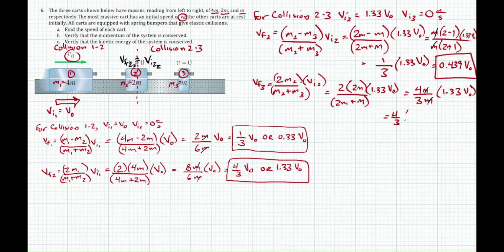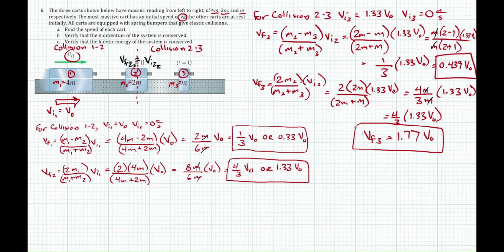And again, the m's cancel out, which they will, so that's simply equal to 4/3 times 1.33 VO. Let's just combine them and multiply them together. That should give us an answer of 1.77 times that very initial velocity, whatever it is. Okay, so that's the final velocity of cart 3, after cart 1 hit cart 2, and then cart 2 hit cart 3.